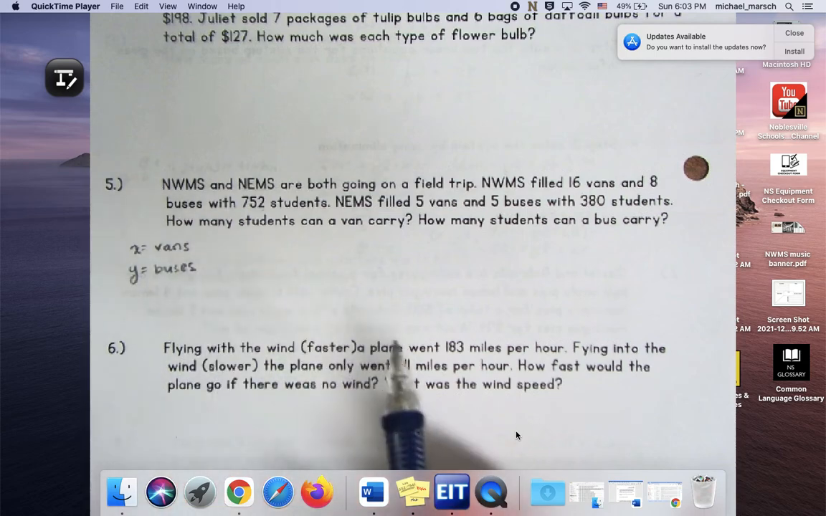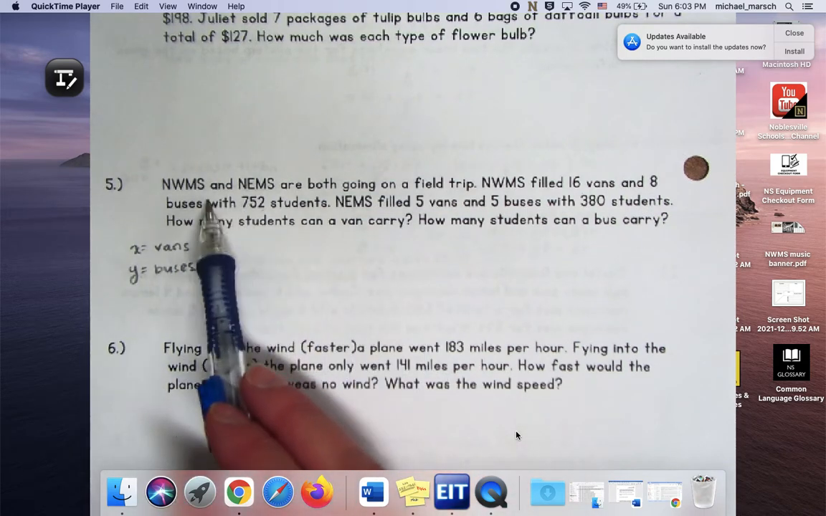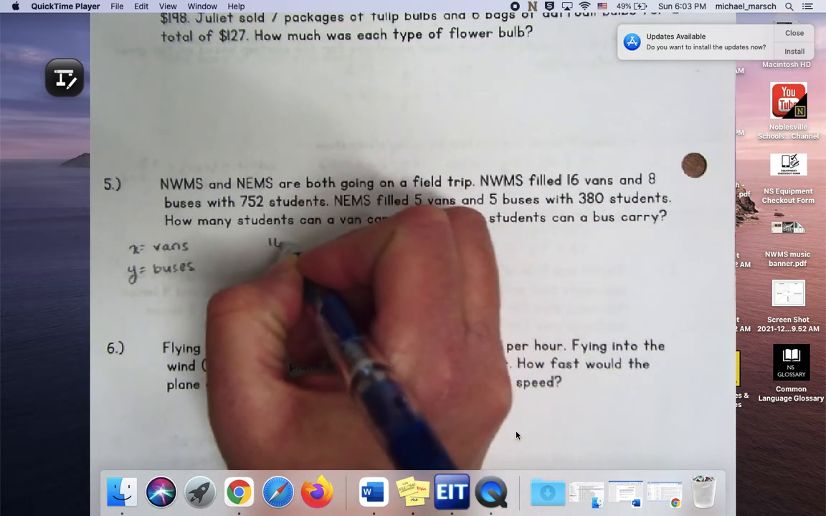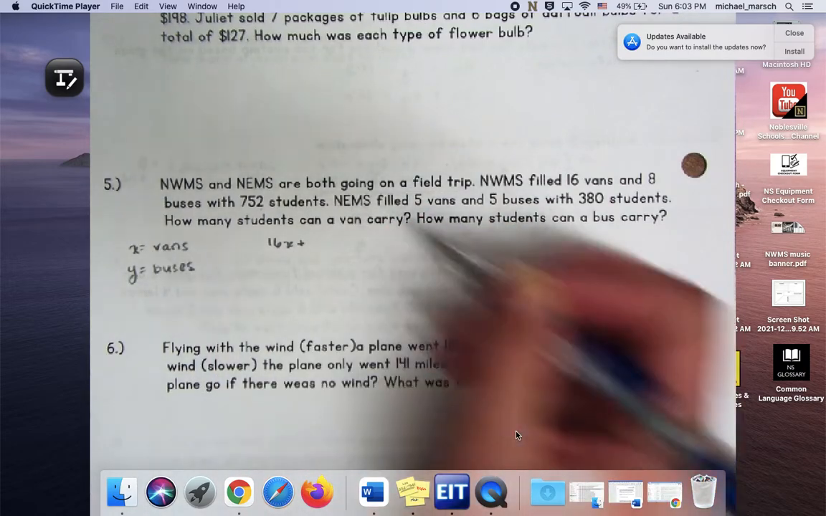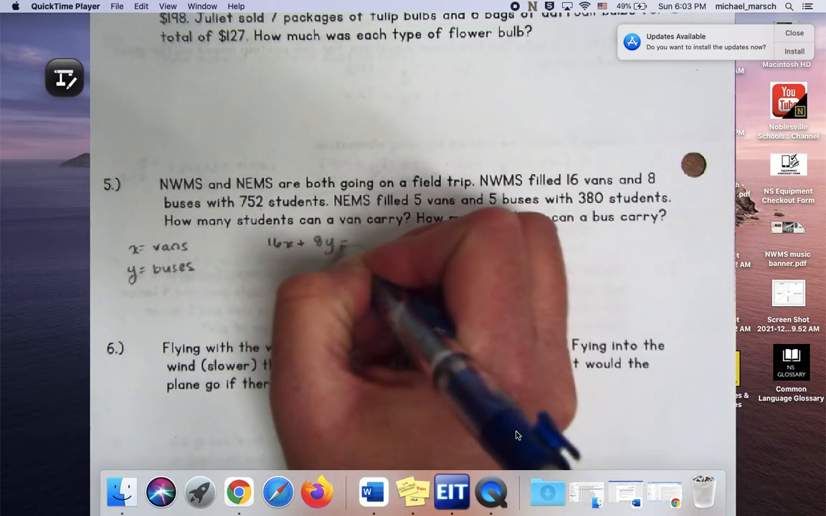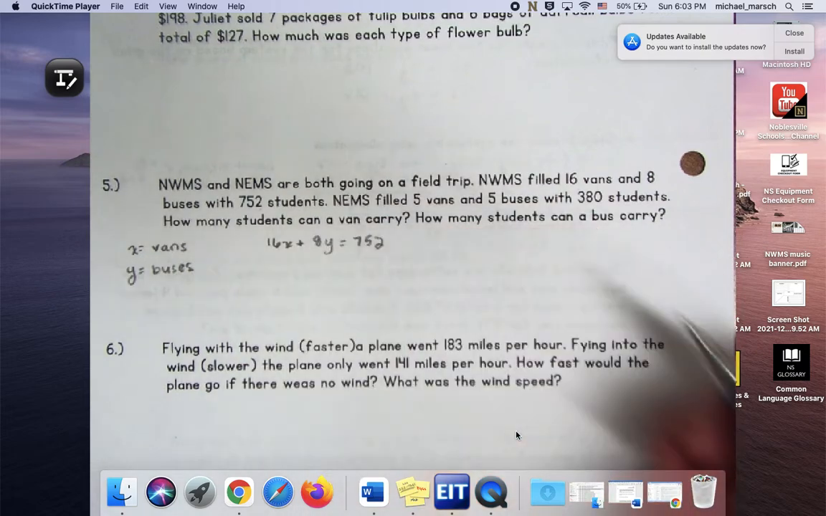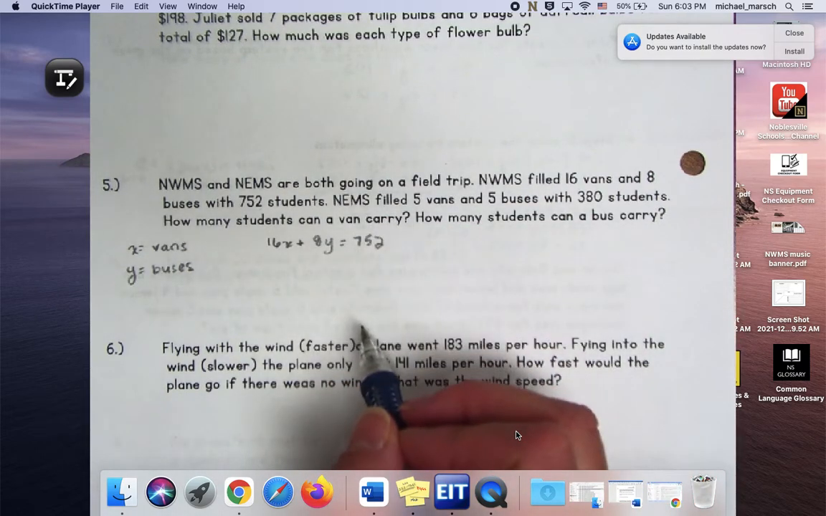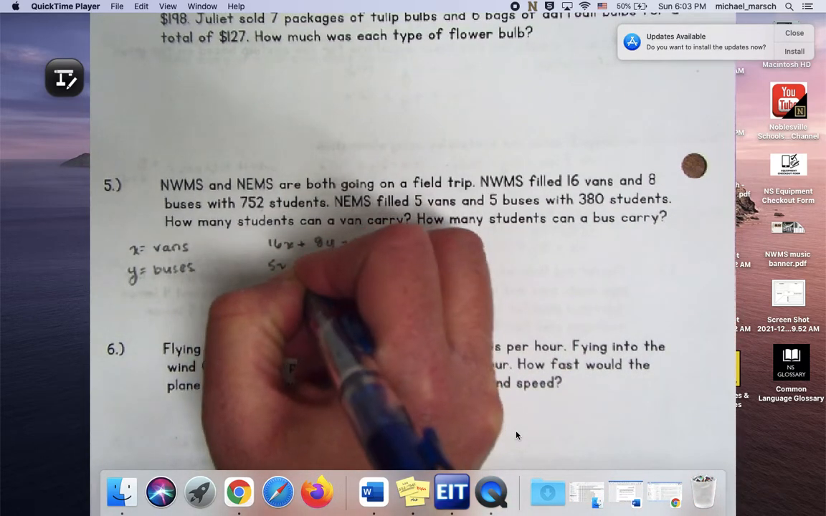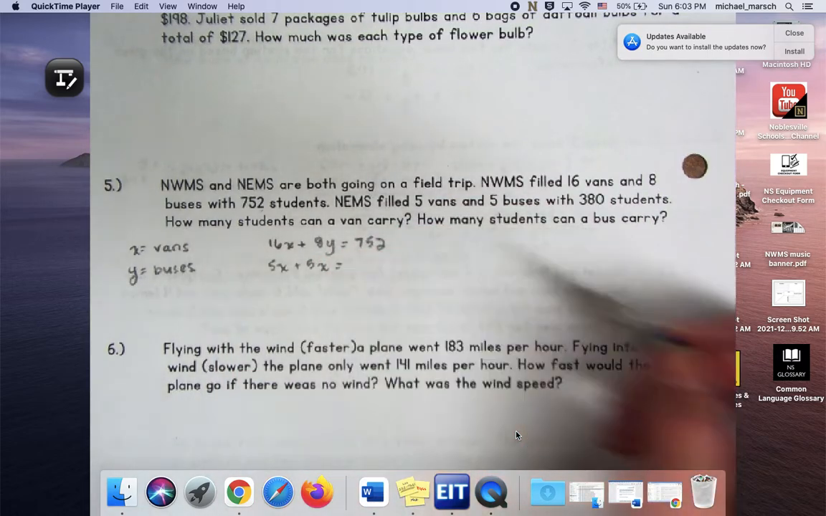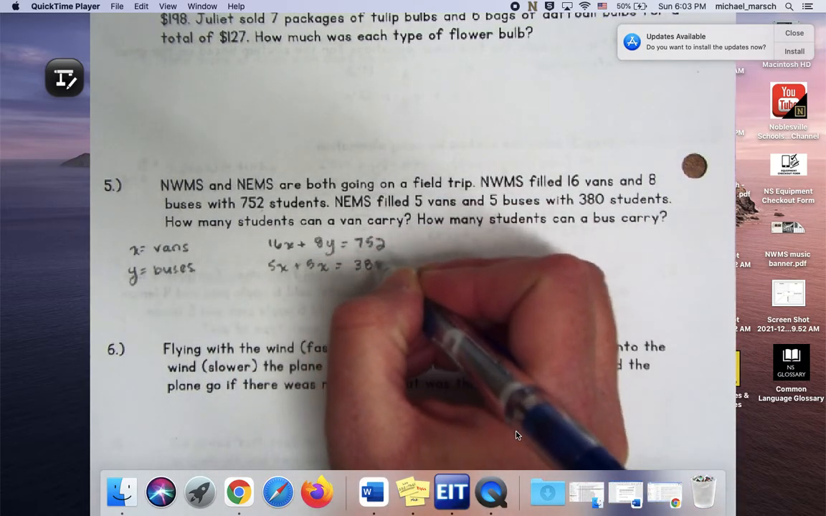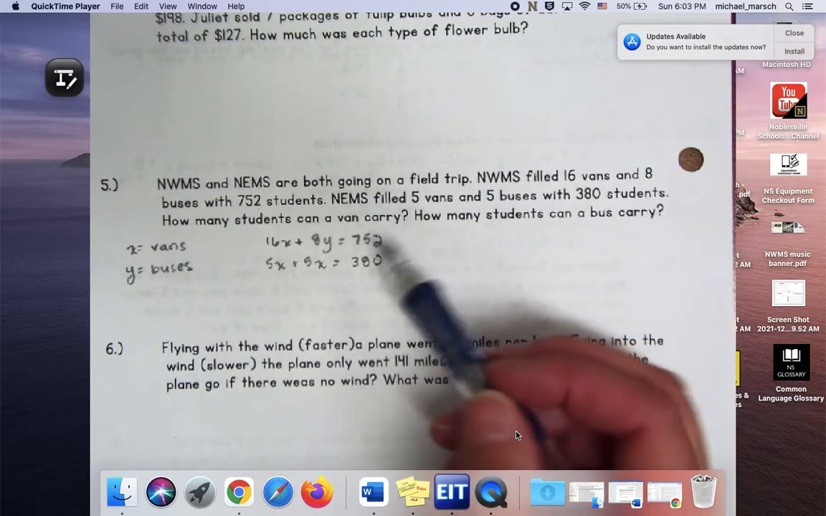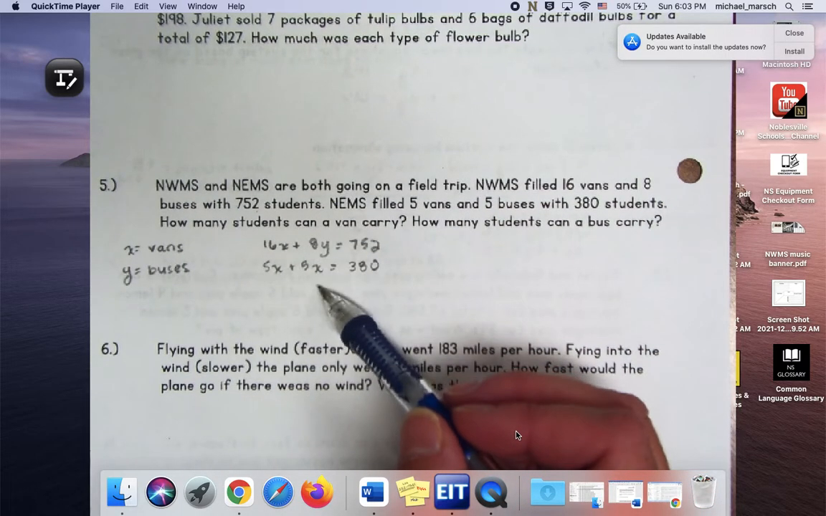So vans and buses. So we know that NWMS had 16 vans plus 8 buses, and they had 752 total students. And East Middle School had 5 vans and 5 buses, and they had 380 students. So now I have my equations created.